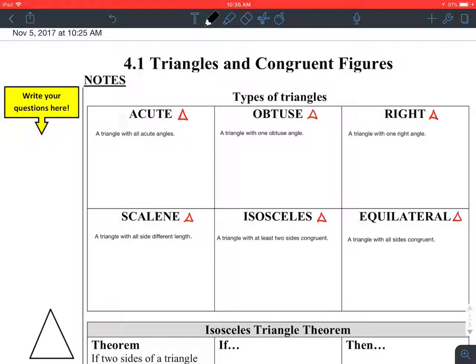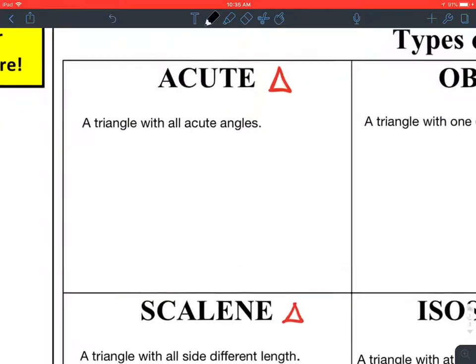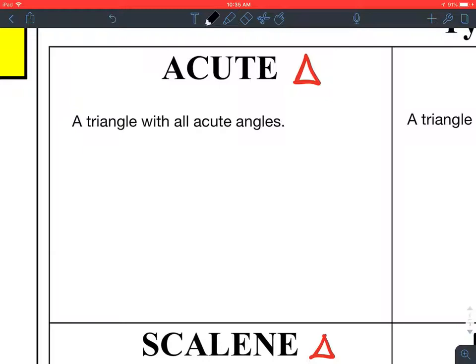Look at section 4.1, triangles and congruent figures. Let's start out with some definitions. These are types of triangles. An acute triangle is a triangle with all acute angles.